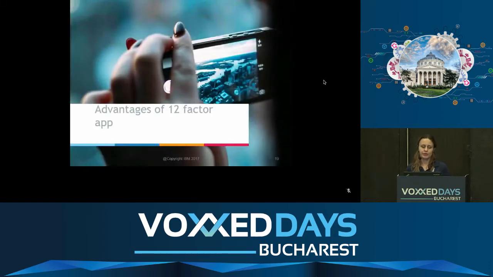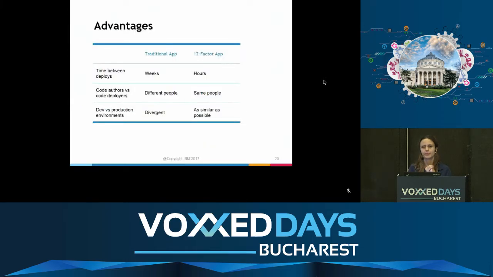Let's talk a little bit about the advantages of the 12-factor app. So the main advantage of this methodology is that the time between deploys is hours. And I'm not talking here that in a traditional app you are actually taking a week to deploy an application. I'm talking here about the part that you can see more rapidly what you have developed or what the team has developed, because you have continuous integration and continuous deployment, and you can see at any point in time what is the status of what you're developing. You're not waiting until the end of the sprint to see that.